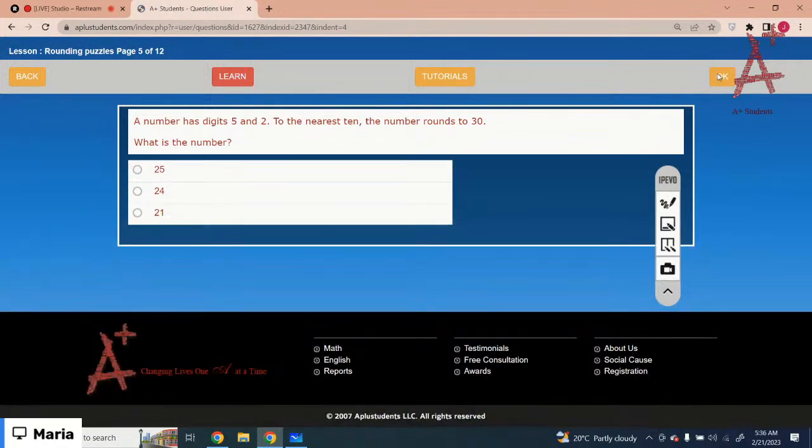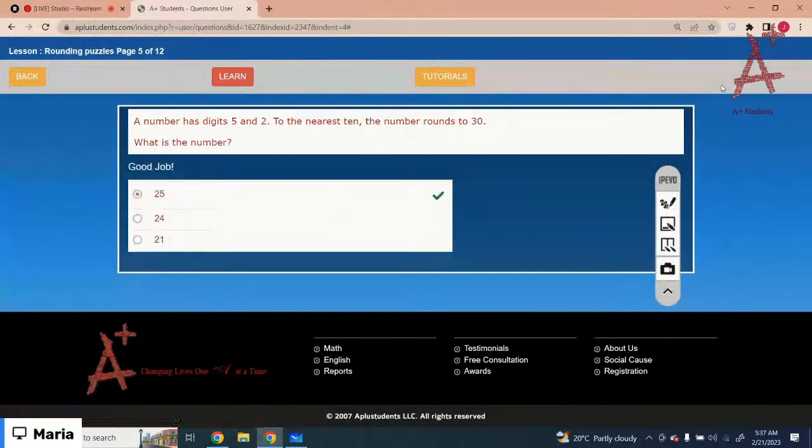Okay, the next one is: a number has digits 2 and 5, 5 and 2. To the nearest 10, the number is rounded to 30. Just look at the options. Which option has the digits 2 and 5? The correct option is 25. Got it? The only option that can be made from 5 and 2 is 25. Got it?